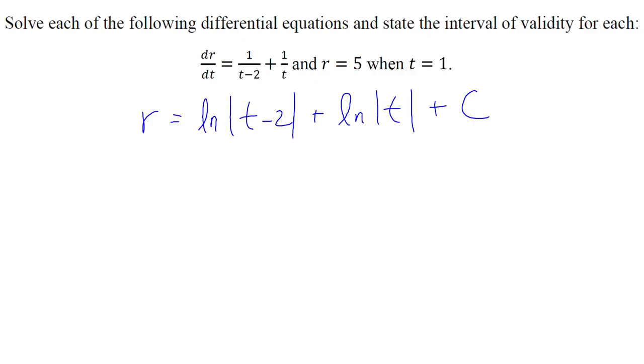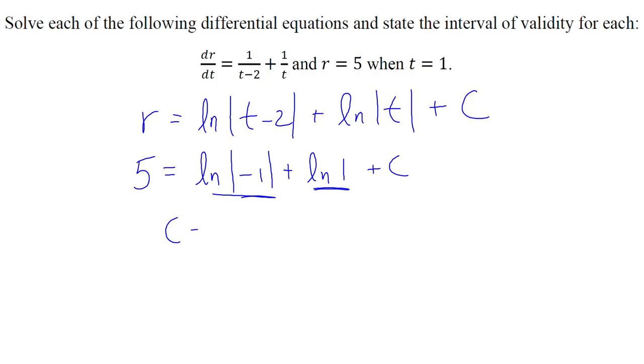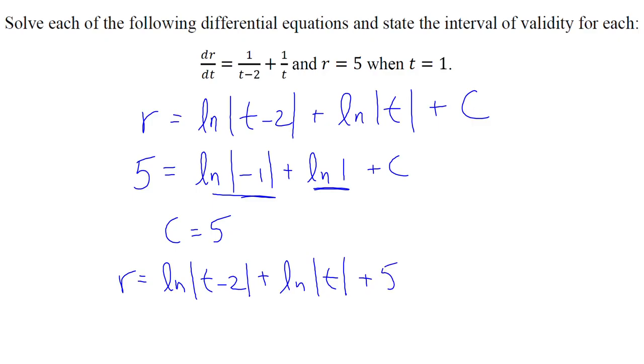So what we can do is we can plug in our t value of 1 and our r value of 5 to solve for the constant. So we have the natural log of the absolute value of -1 plus the natural log of 1 plus our constant. Well, that just gives us, since the natural log of 1 is 0, both of these evaluate to 0, and we get a constant of 5. So r is equal to the natural log of the absolute value of t minus 2 plus the natural log of the absolute value of t plus 5.